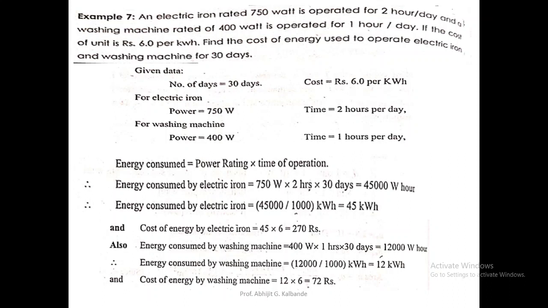Total 12,000 watt hour will be needed. So I converted it into 12 kilowatt hour as well. And the cost of energy required for the washing machine is 12 into 6, that is 72.